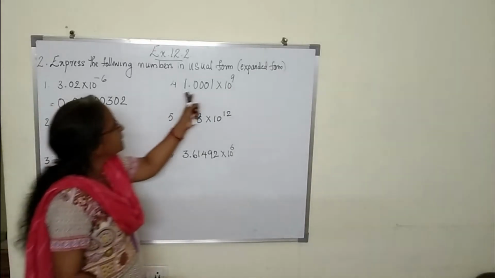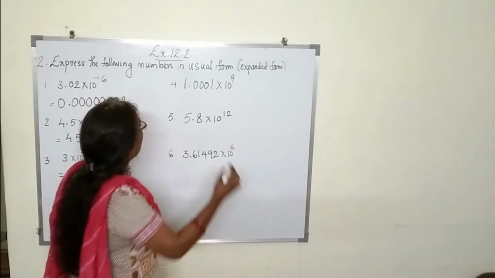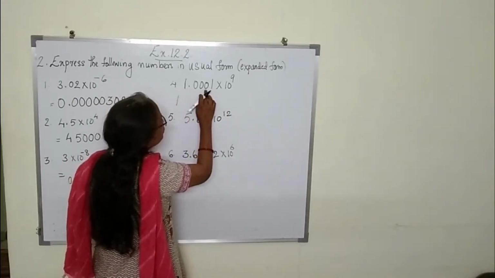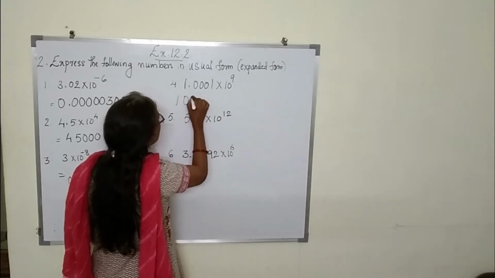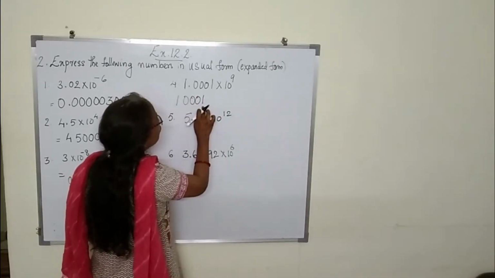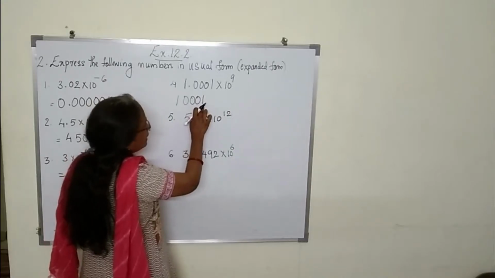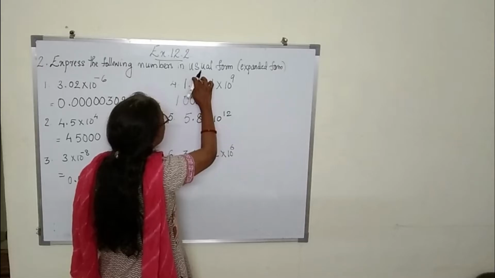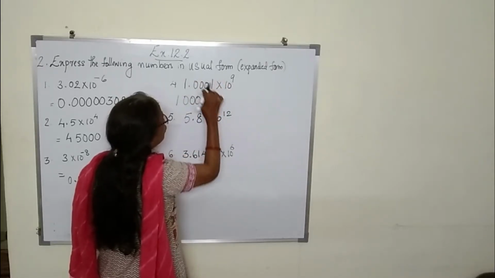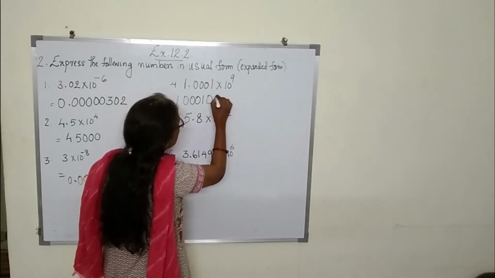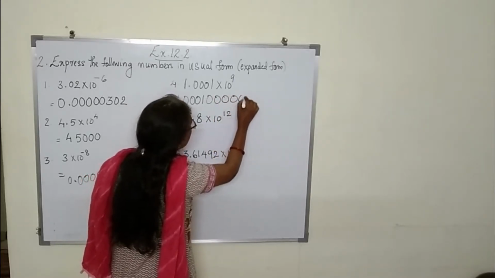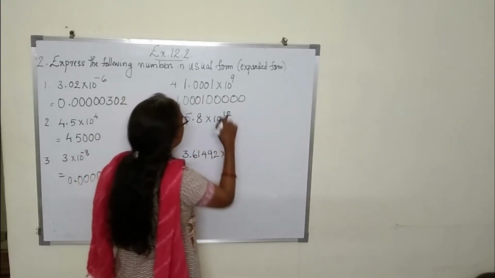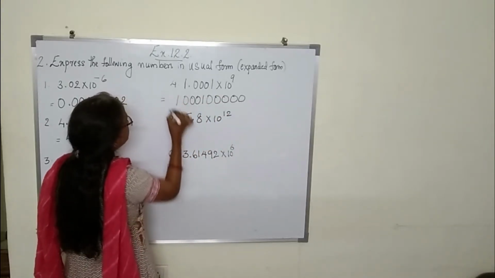Now here again it is a positive power. So what will you do? First write the number as it is: 1.0001. That is 10001. So already 4 decimal places we have covered here. Now remaining how many? From here we count 1, 2, 3, 4 over. Now 5, 6, 7, 8, 9. So already 4 digits are here. So the remaining 5 zeros to put.